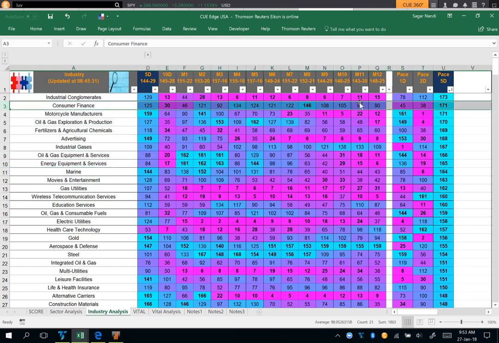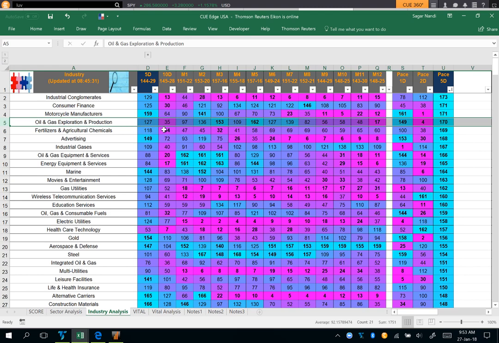Consumer finance is not gradually, steadily changing color. It is sometimes magenta, cyan, magenta, cyan, magenta. Same is true for oil and gas exploration and production. Magenta, cyan, a little bit magenta, cyan, again magenta, cyan. This shows the industry is sometimes going up, sometimes going down.